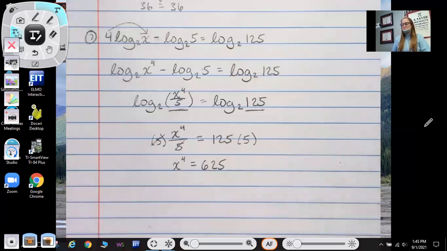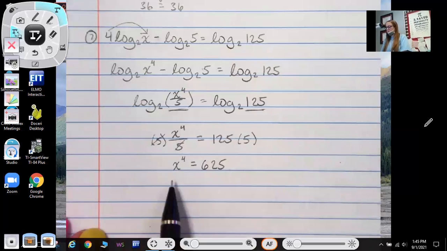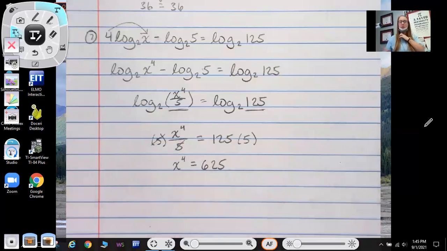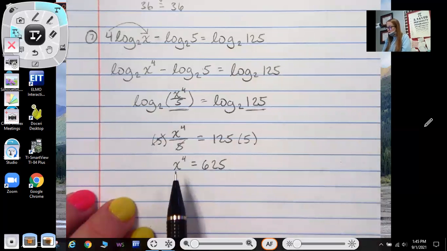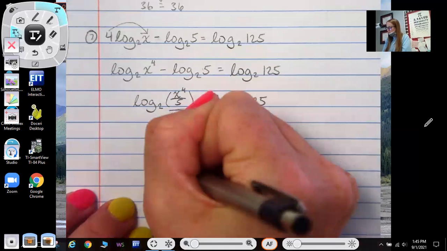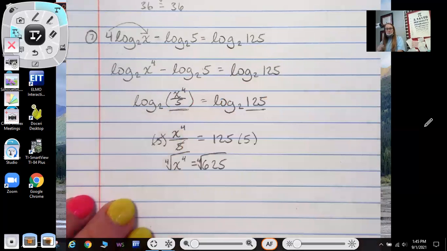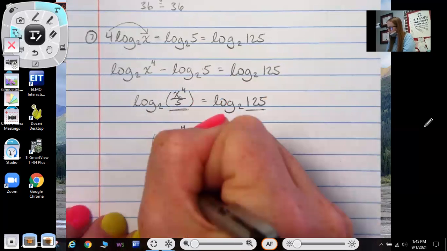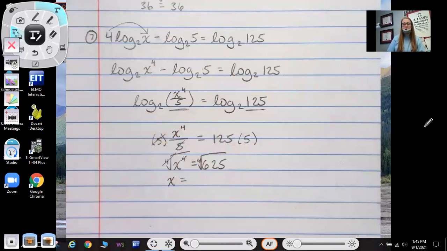Okay, from here, you may not have seen this very often. Probably a lot of times you'll see x squared equals a number. So you know just to take the square root of both sides to get x by itself. It's the same thing here, except now it's x to the 4th. So we take the 4th root of both sides. The 4th root and this power of 4 cancel and just leave us with x. And then I'm going to show you how to do the fourth root on your calculator.